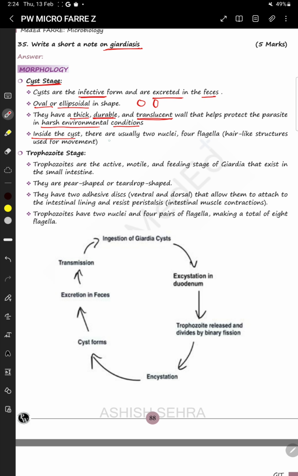Inside the cyst, there are usually two nuclei and four flagella, hair-like structures for movement.